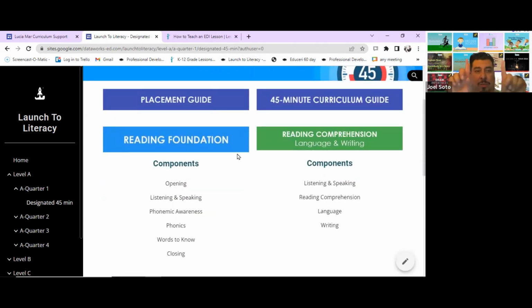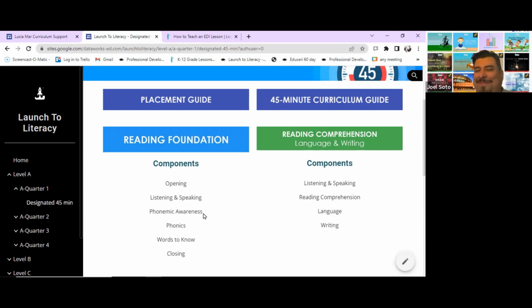We created 2 strands. We have reading foundation and reading comprehension. Let me explain the difference, okay? And you already know the difference, but I'm just going to say it out loud. Reading foundation is wiggling lines into words. We're listening for the sound. We're saying the sound. We're reading the sound.